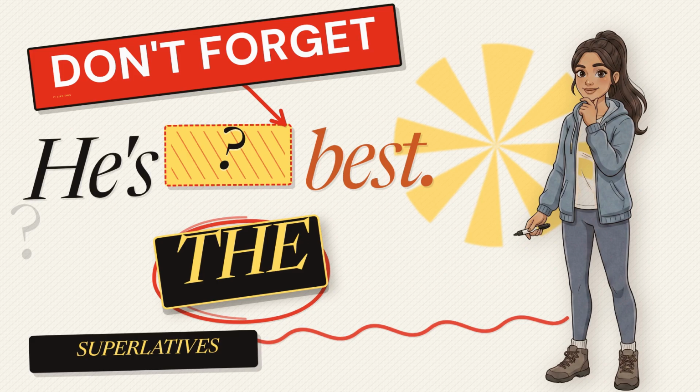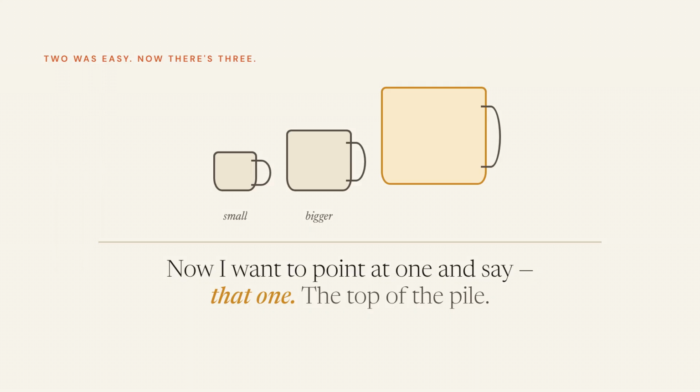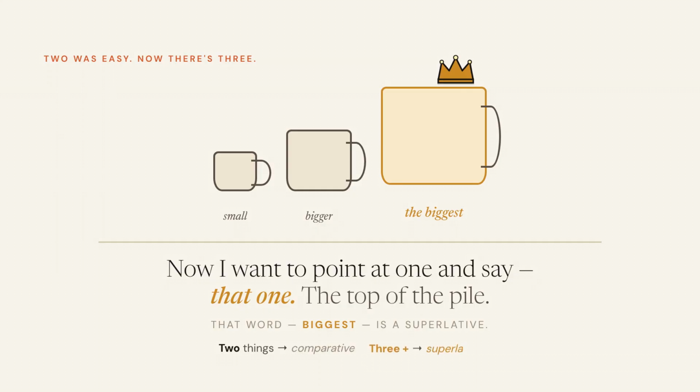In the last video, we compared two things. This cup is bigger than that cup, but now I've got three, so I can't just say bigger anymore. Now I want to point at one and say, that one. The biggest of them all, the top of the pile. That word, biggest, is a superlative. So, comparative is for two things. Superlative is for three or more when you're picking the one at the extreme.